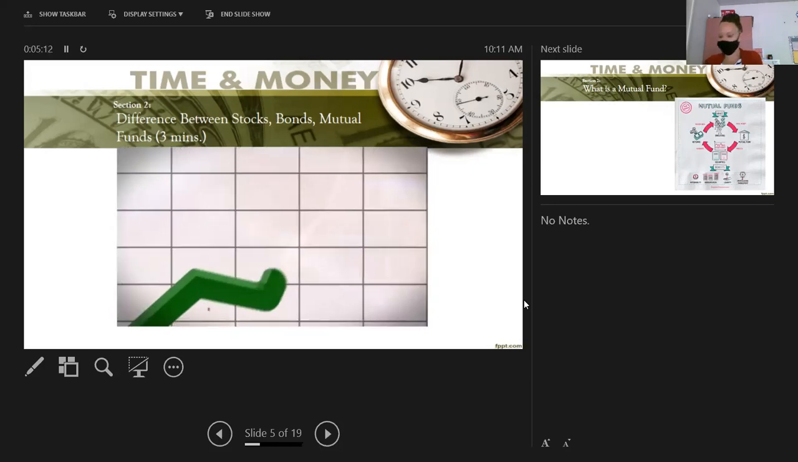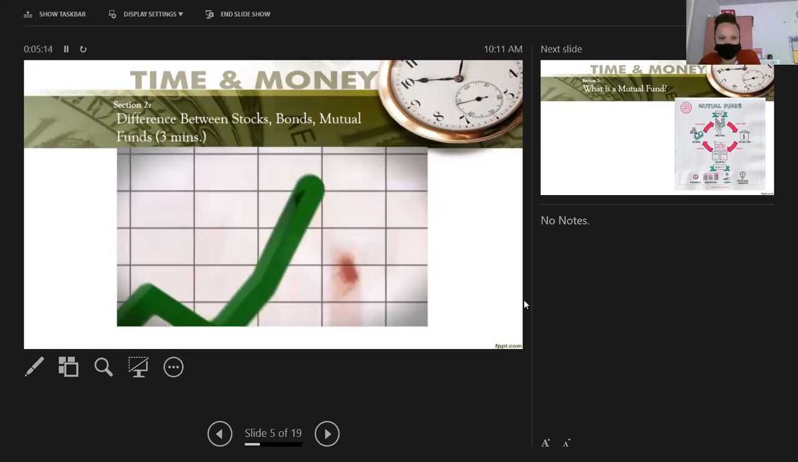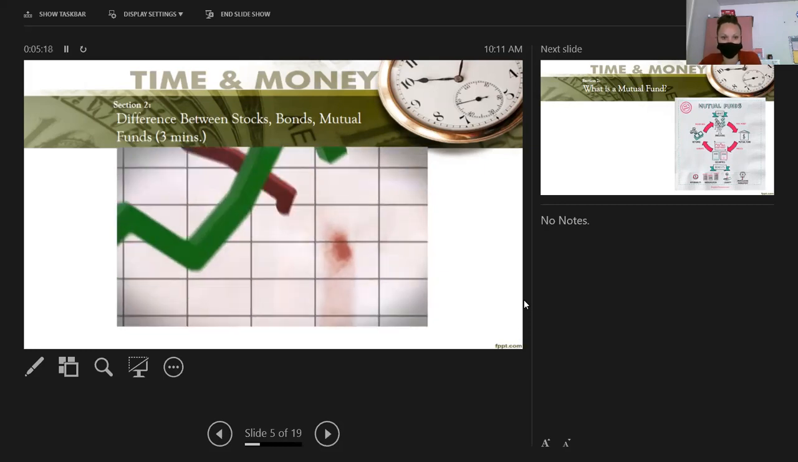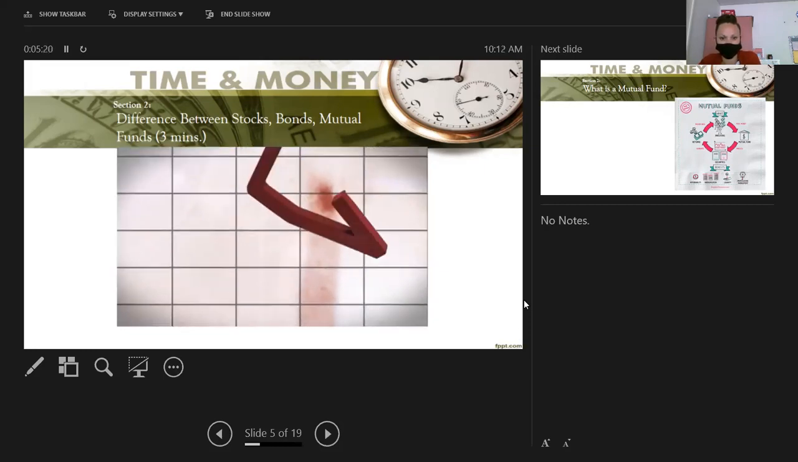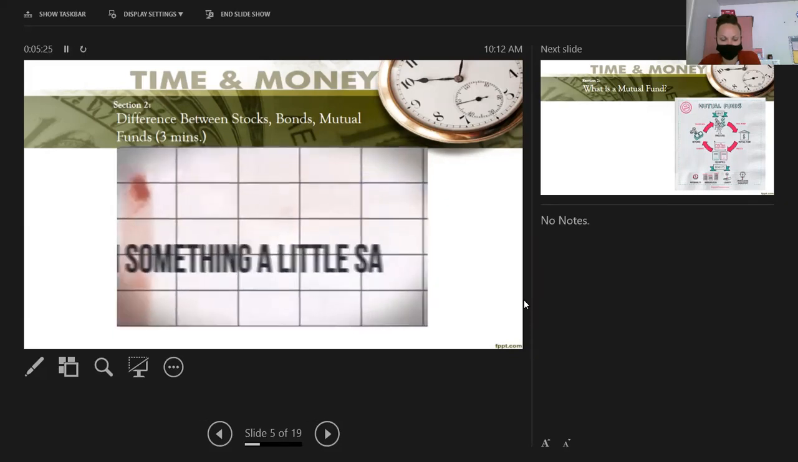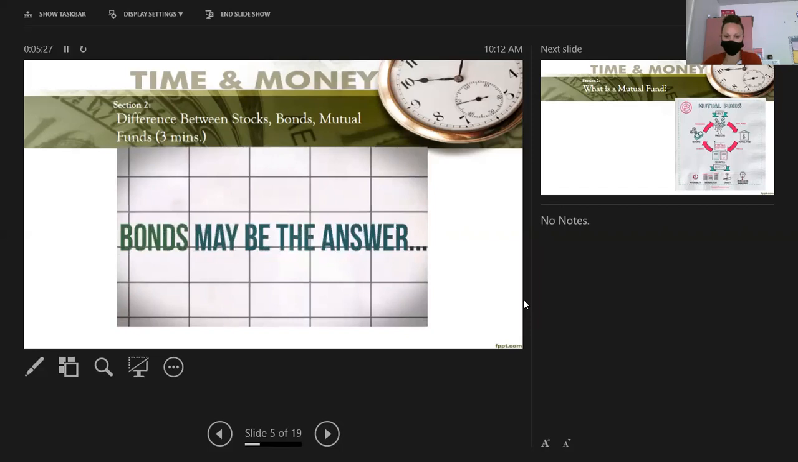Stock prices fluctuate from day to day, and they can fluctuate by a lot. So you could buy a stock today for $100, and by tomorrow, for reasons that you might not even understand, the price could go down to $90 or lower. So, if you want to start with something a little safer, bonds may be the answer.